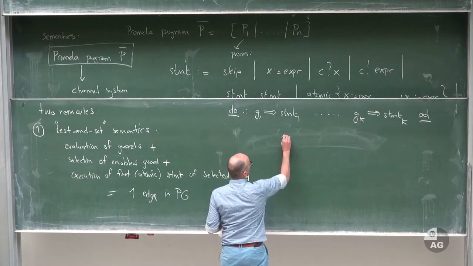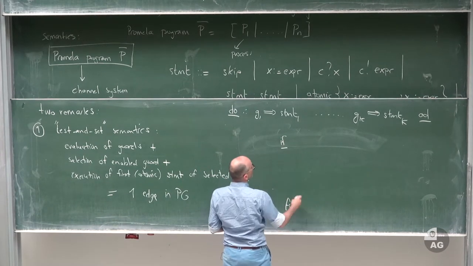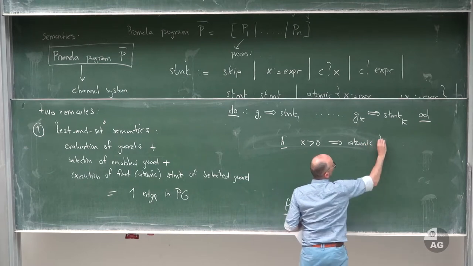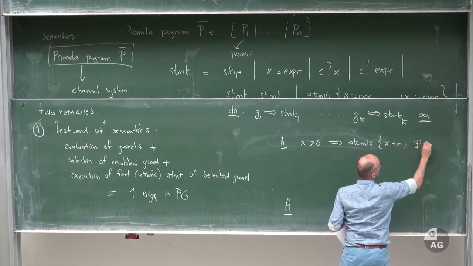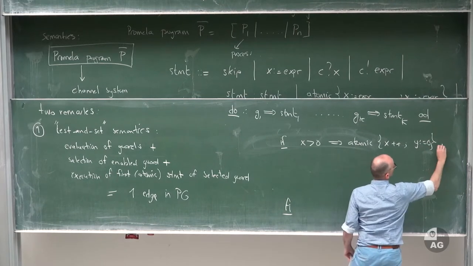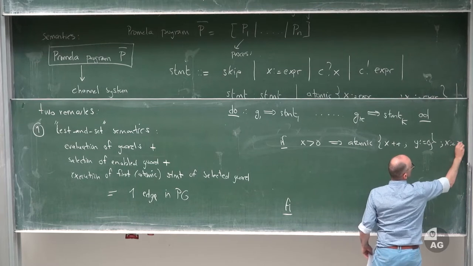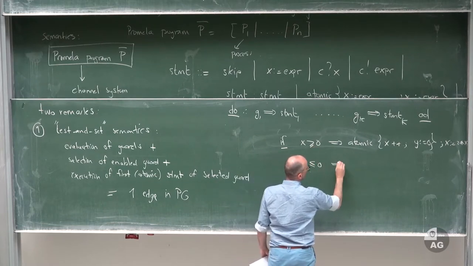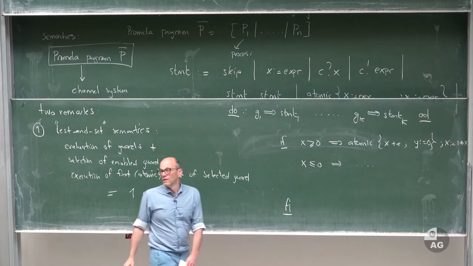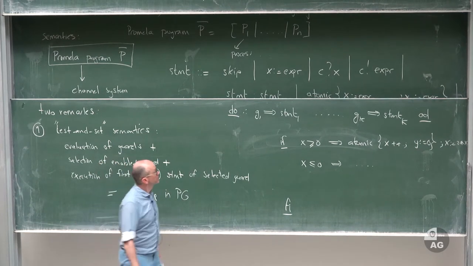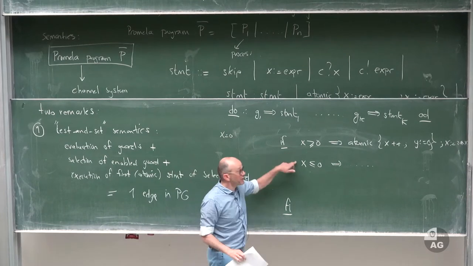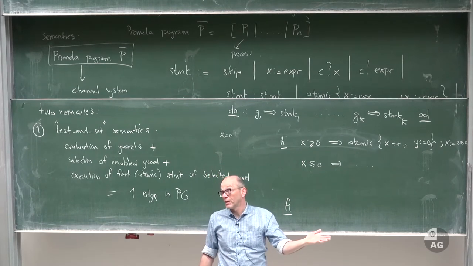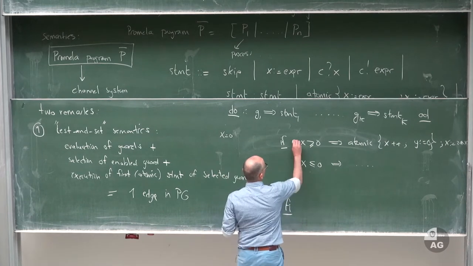Suppose I have something like this: if, and then I say, okay, if x is larger than zero, then I do atomic, I don't know what, x plus plus and y becomes zero. And then maybe I do something else, maybe I double x. And here is something like x at most zero, and then I do something else. Now let's suppose x equals zero. The first thing you see: both guards are enabled. This is fully fine in Promela. The question is, which guard are we going to pick? Non-deterministically, we're going to pick one of them. So maybe we pick the first one.